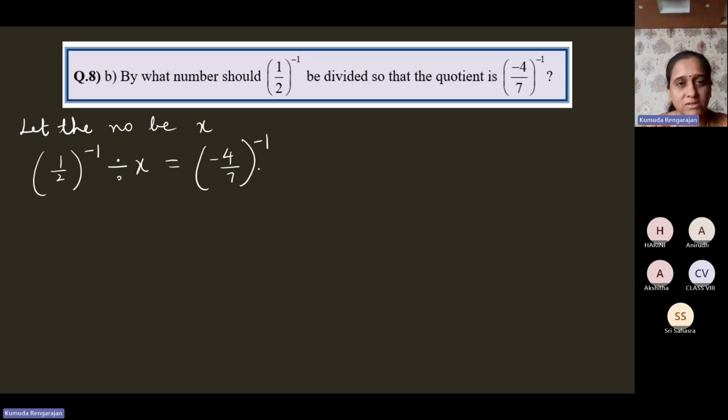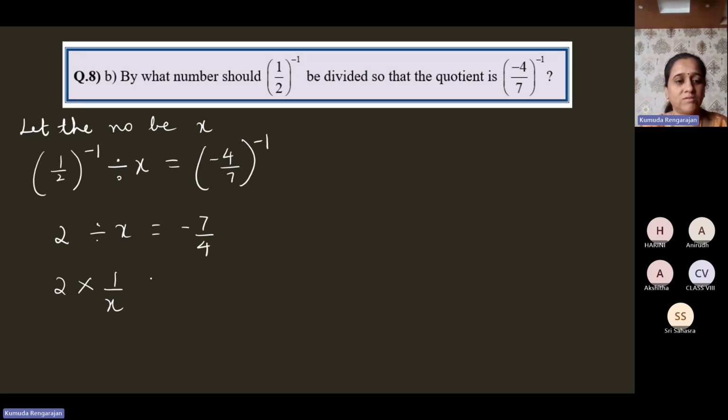Okay. So again, the powers are negative. We'll make them positive. The reciprocal of the base, negative of the power. So it's 2 to the power 1, which is 2, divided by x is equal to reciprocal of the base, negative of the power, 1. All right. So now 2 divided by x can also be written as 2 by x, right? Or if you want to do it like this, change division to multiplication and write the reciprocal of x, which is 1 by x. Both are fine.